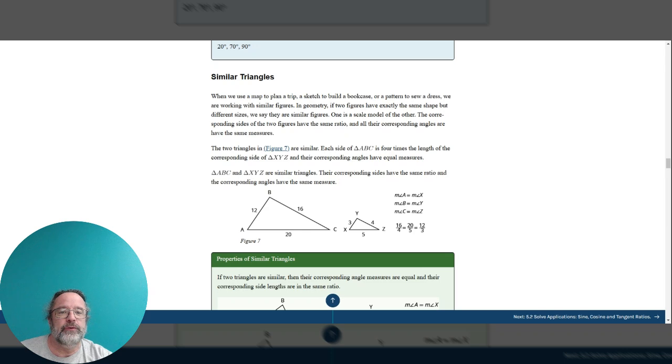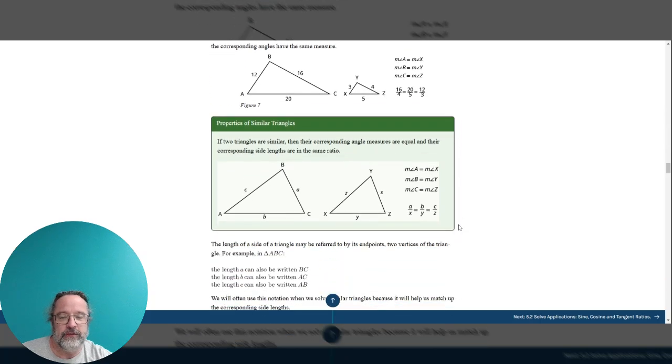So let's go back to our triangle. We know we have a side b equals 12. I better still be recording. Good. 12, 16, and 20. So we have a smaller triangle, X, Y, Z, 3, 4, 5. So we look at the ratios: 16 over 4, so that side to that side, 12 over 3, 20 to 5, they're all a ratio of 4. So they are similar triangles.